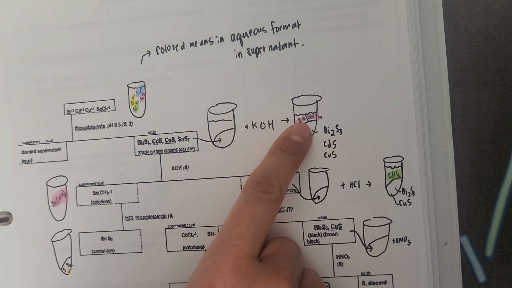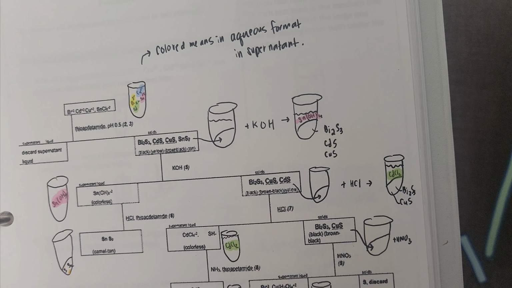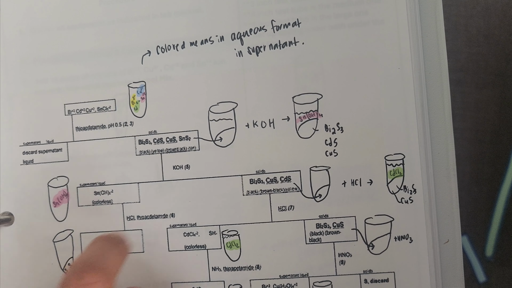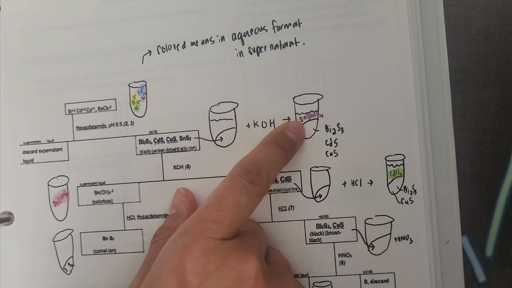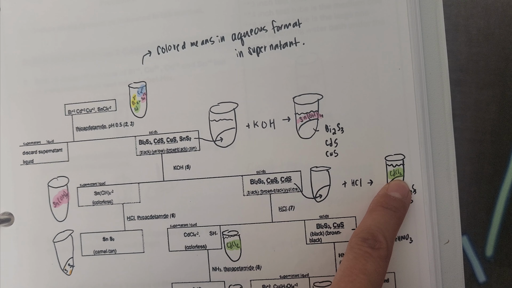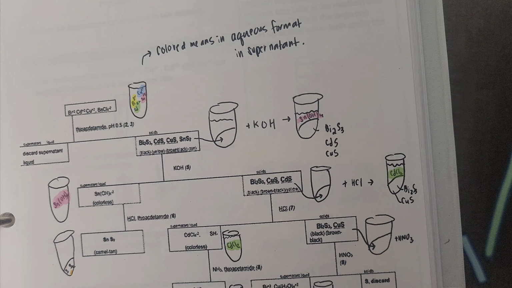Also, for each and every one of these that you take out, you will test whether it indeed contains that particular cation. So does this one really contain tin? And did this one really contain cadmium in the supernatant? So we will test those out.